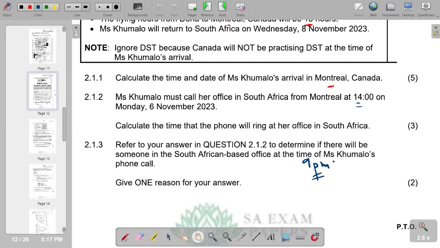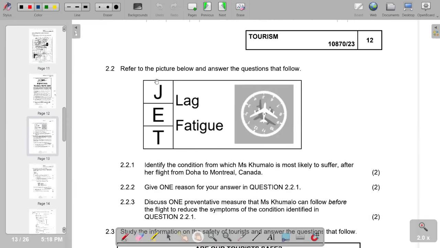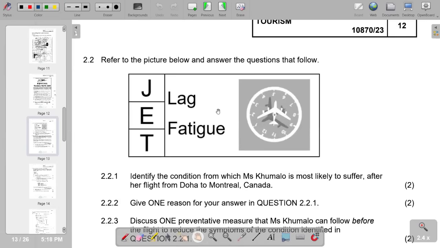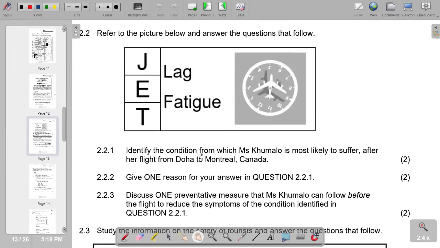Next question is now on 2.2. Refer to the picture below and answer the questions that follow. So in the picture you see that it is written jet lag, which is fatigue. Then it reads, identify the condition from which Ms. Kumalo is most likely to suffer after her flight from Doha to Montreal. We are seeing that Doha and Montreal are in different time zones. So obviously, jet lag is going to be the condition that is going to surface. So for 2.2.1, we are saying jet lag.